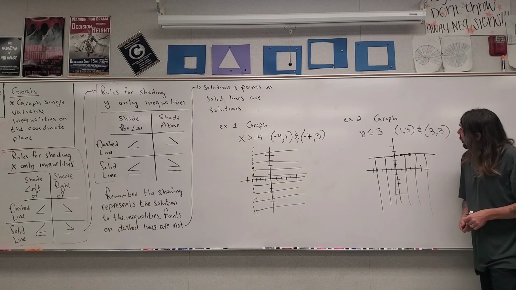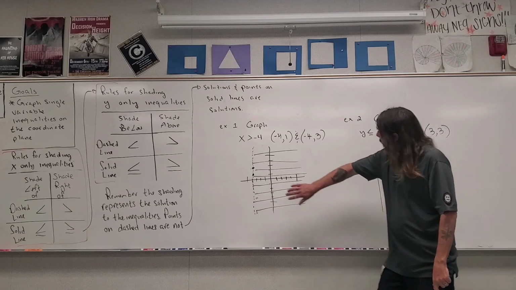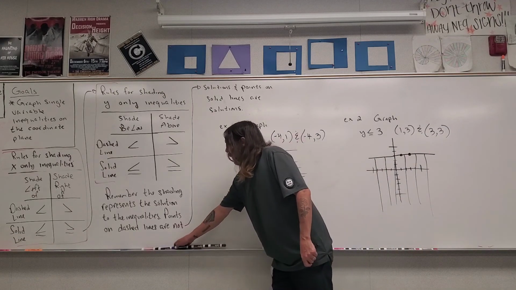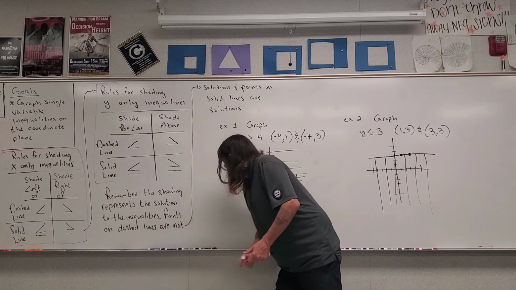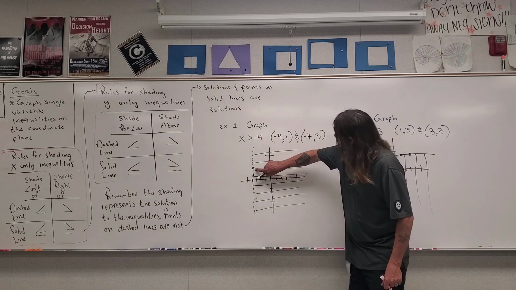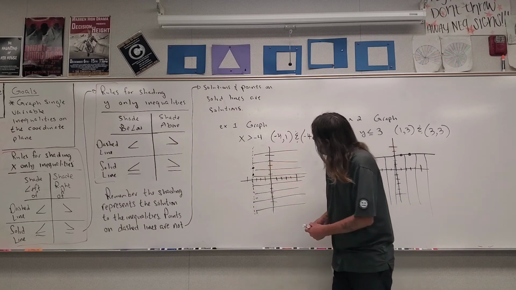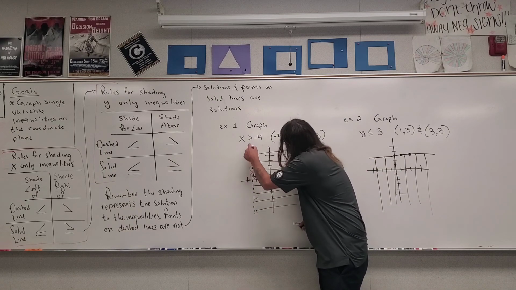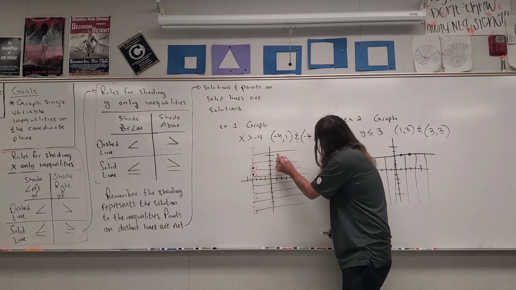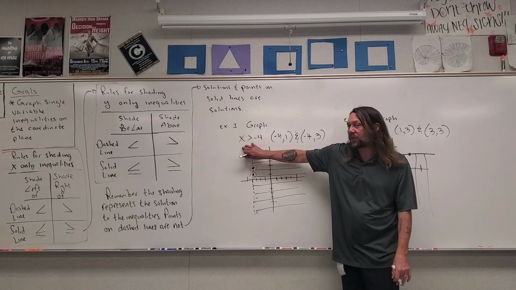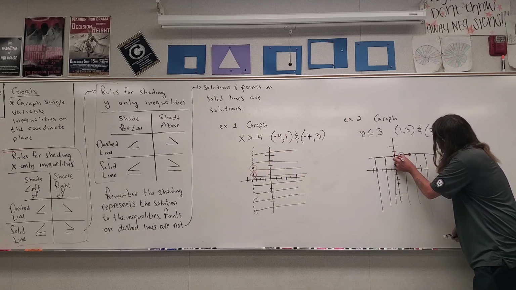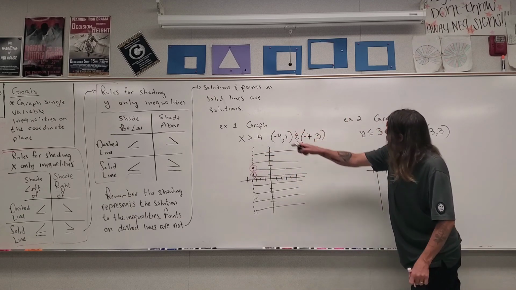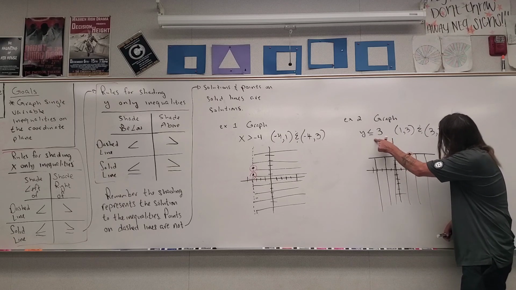And I would like to really quickly reiterate what I mentioned in this section here. Since these points are on dashed lines, they are not solutions to this. All the shading represents points that are solutions to this. Since these points are on solid lines, they are solutions to this.